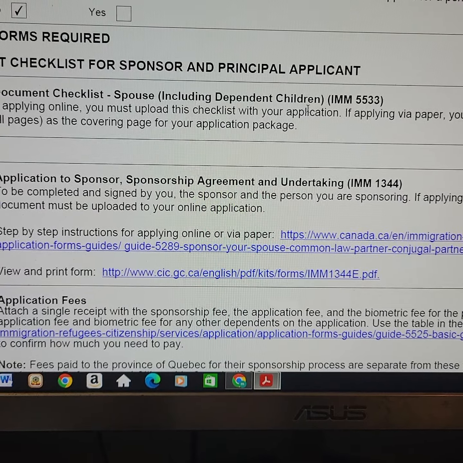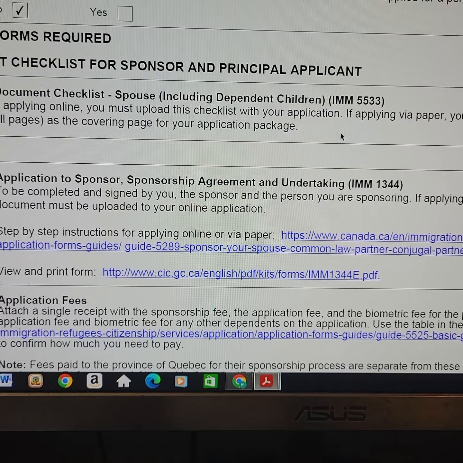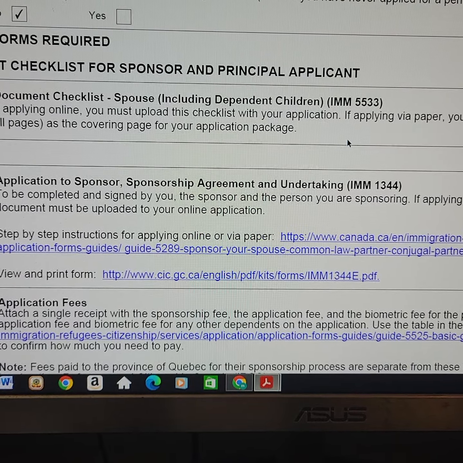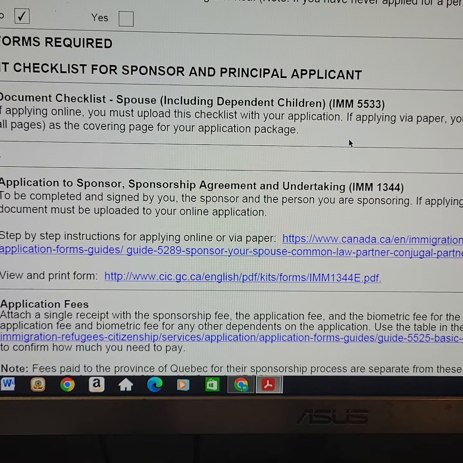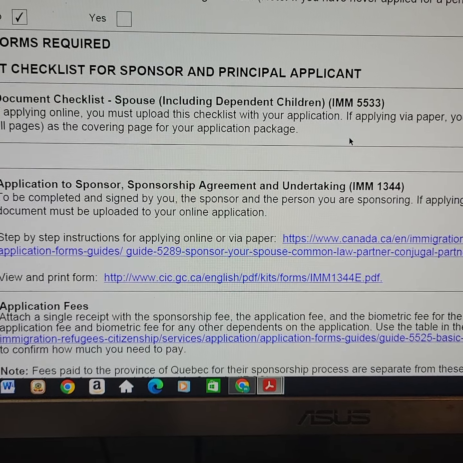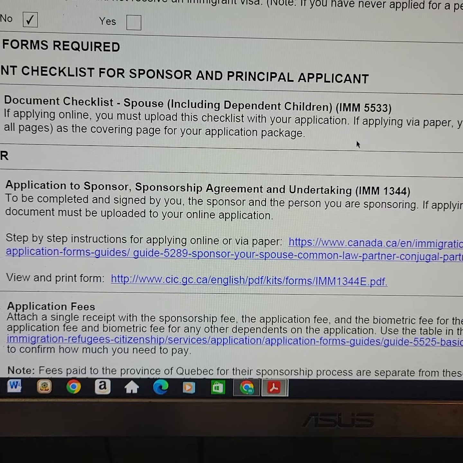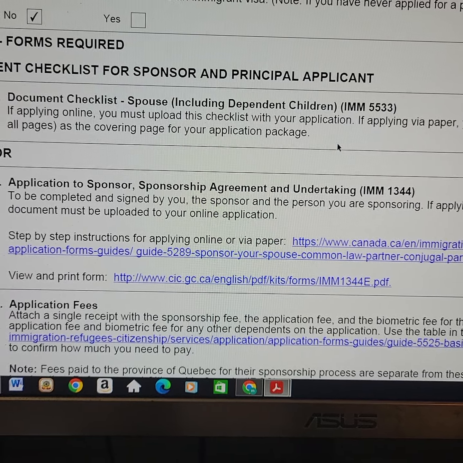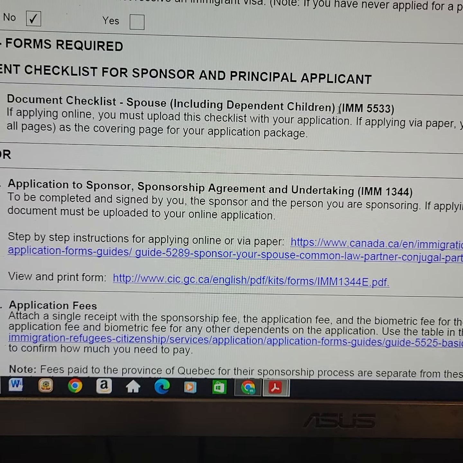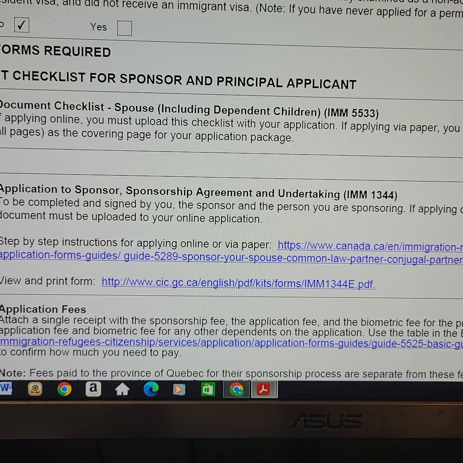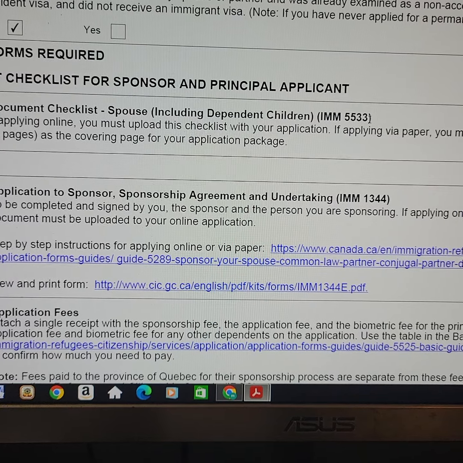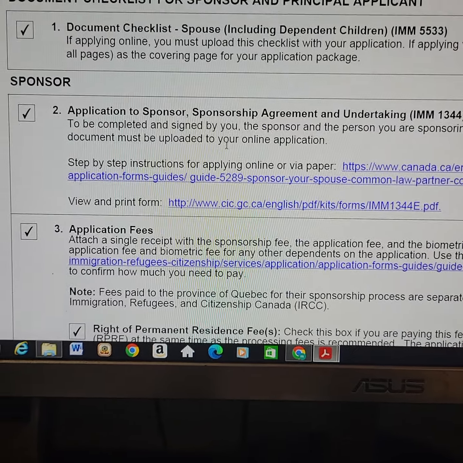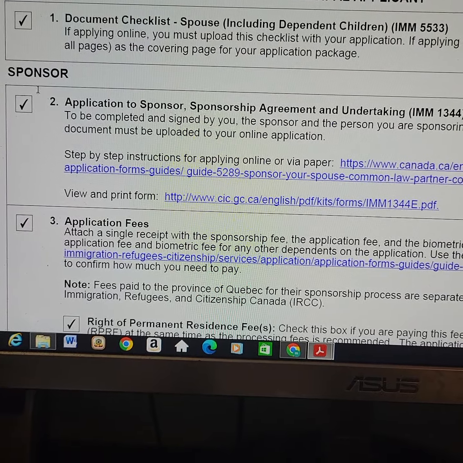Okay, now if their children are age 18 and over, they will have to fill out the application forms by themselves, on their own. Okay, and everything will be submitted together. But if the children are under 18, this form needs to be filled out by the principal applicant for their dependent children. Okay.